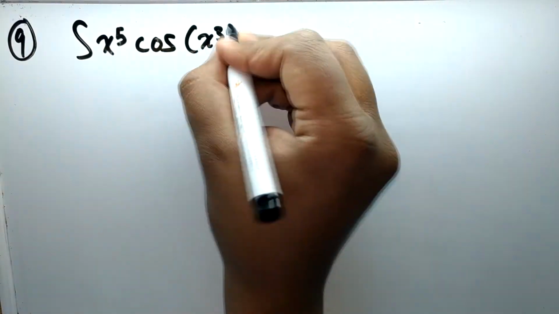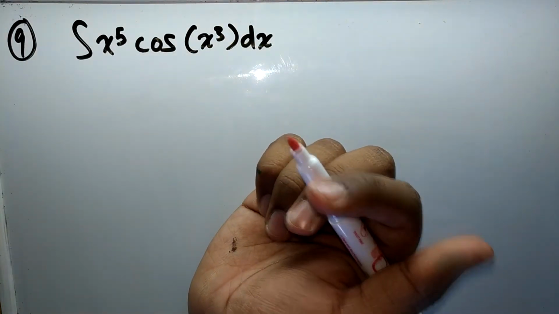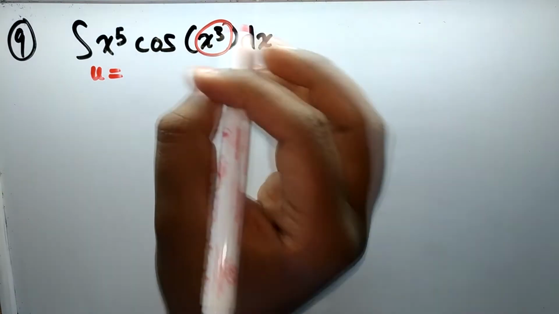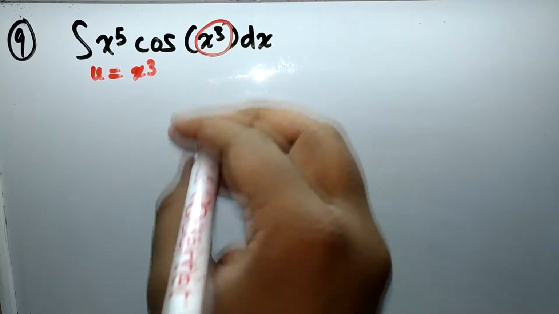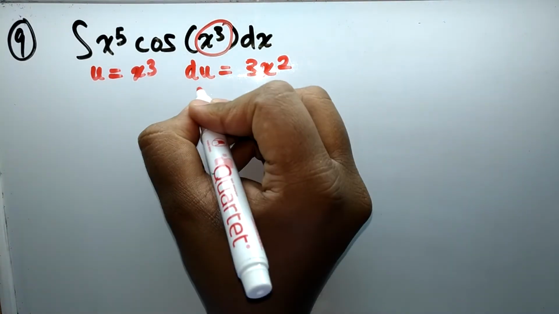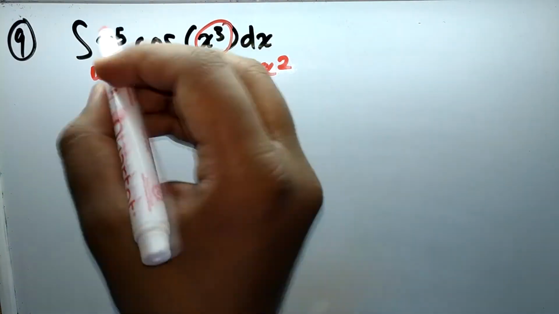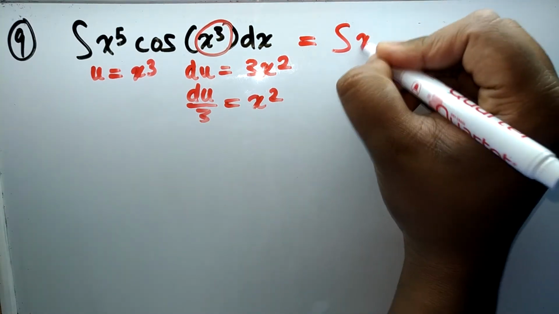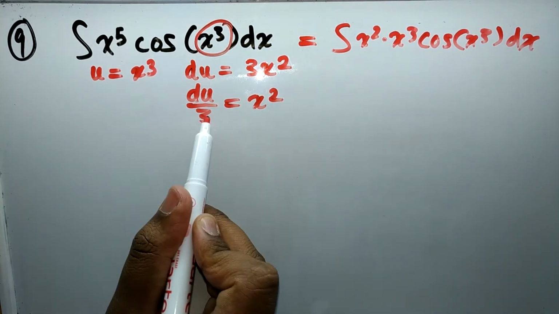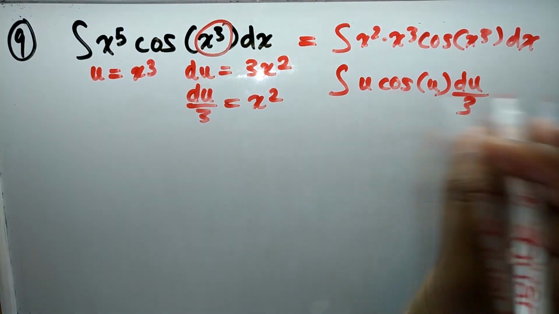So the last example I'm going to do is this one, the integral of x to the 5 cos x cubed. Now this is an IBP question, but before we do the actual integration by parts, we have to do a u sub. So we're going to let u equal x cubed, and if we differentiate that, we just get 3x squared. And then du over 3 equals x squared. So now we have a way of representing x squared and x cubed. So the x to the 5, we can represent as x squared times x cubed, right? So we can just let the original integral equal the integral of u cos u times du over 3.